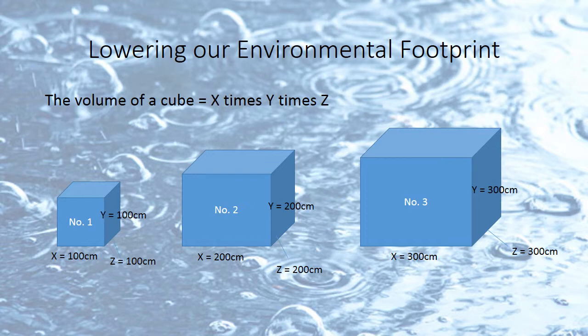Since 1 litre equals 1,000 cubic centimetres, we divide the answer, which is 1 million cubic centimetres, by 1,000. And then that gives us the translation to litres. Therefore, the volume of tank 1 is 1 million divided by 1,000, which equals 1,000 litres. Now that we know the answer, we can apply this to number 2 and number 3.